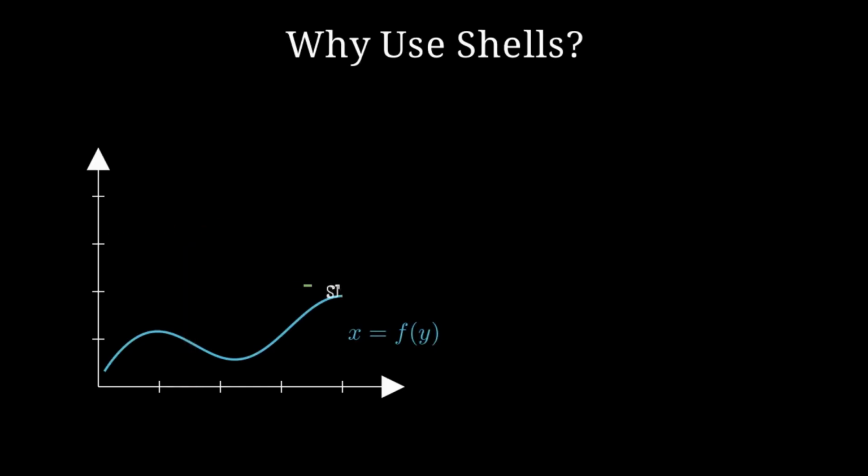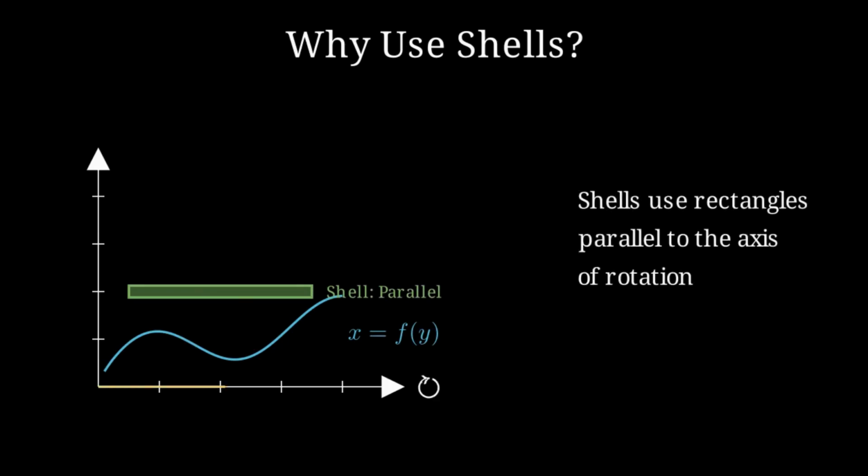We choose the shell method when the boundary functions are easier to express in terms of y, or when rotating around a horizontal axis requires us to use rectangles parallel to that axis. This method simplifies the integration process by avoiding complex inverse functions that might arise with disks or washers.